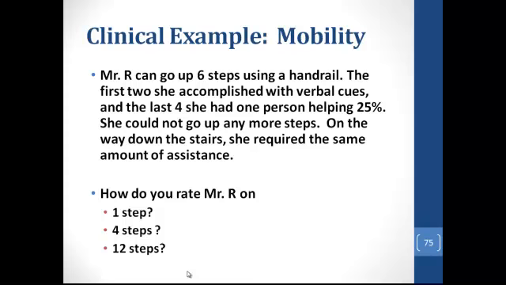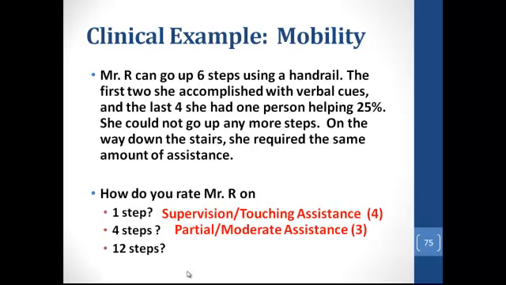The best response for 1 step is supervision or touching assistance, because the helper provides verbal cues on the way up and down. The best response for 4 steps is partial or moderate assistance, because the helper provides less than half the effort of getting up and down the steps. The best response for 12 steps is dependent, because the patient could not make it up and down 12 steps.